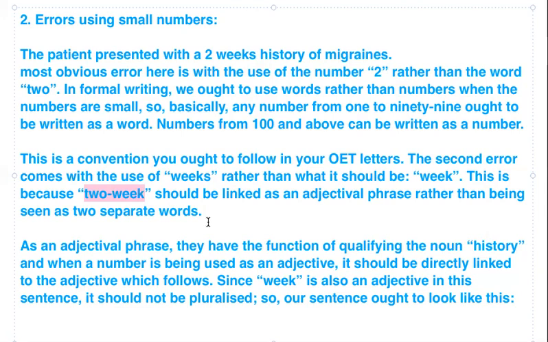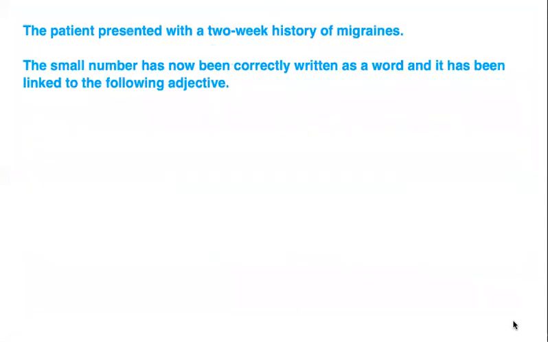بعد كده بنقول عليها طبعا an adjectival phrase. They have the function of qualifying the noun history. okay, so and when a number is being used as an adjective، لما بنستخدمها كadjective it should be directly linked to the adjective which follows. الحاجة على طول اللي بعدها history. so بنقول a 2 week history of migraine, not a 2 weeks history of migraine. وطبعا بنكتب two in letters مش numbers. فهتكون بالشكل ده. The patient presented with a two week history of migraine.